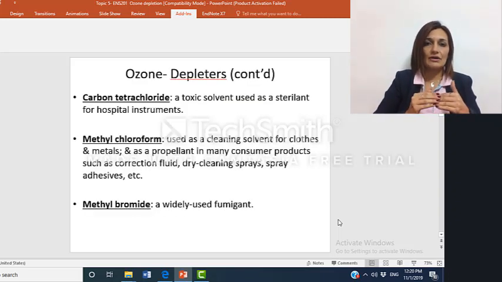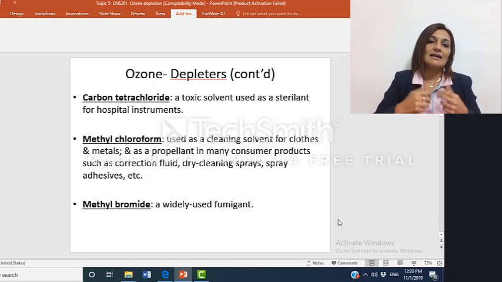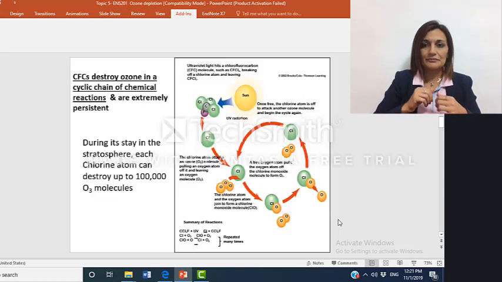Other depleters include carbon tetrachloride, methyl chloroform, and methyl bromide. Carbon tetrachloride, this means tetra, 4, chloride with 1 carbon. It is a toxic solvent used as a sterilant in hospitals. Methyl chloroform is used as a cleaning solvent for clothes and adhesives, spray adhesives, dry cleaning sprays. And the fourth one, methyl bromide, is used as a fumigant. This means for pests, where farms or buildings are sprayed against pests, and these are stable and are also depleters of ozone. Now what do we see here?